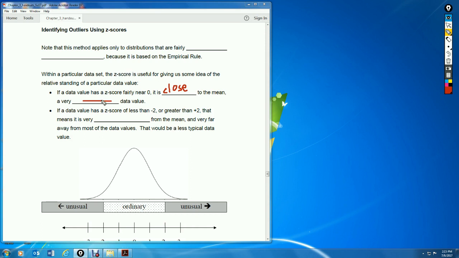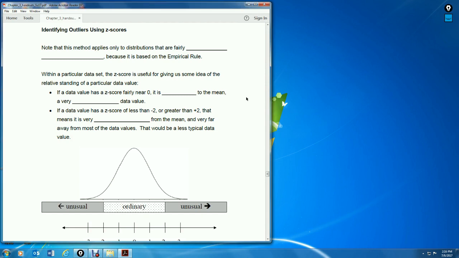However, if a data value has a z-score of less than -2 or greater than positive 2, that means it is very far away from the mean. It's far away, it's out on the edges. It's far away from most of the data values. So that would mean that it is less typical of a data value.